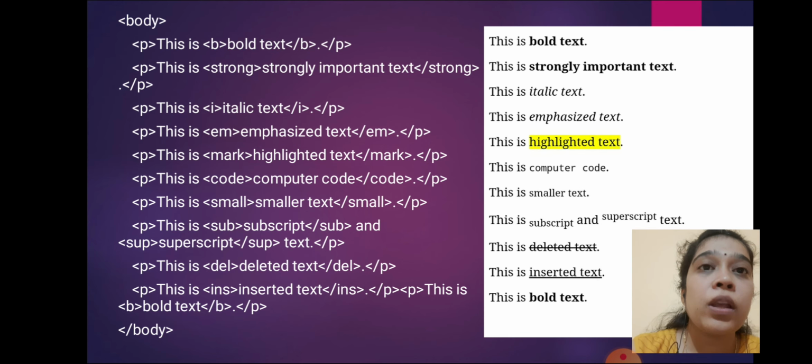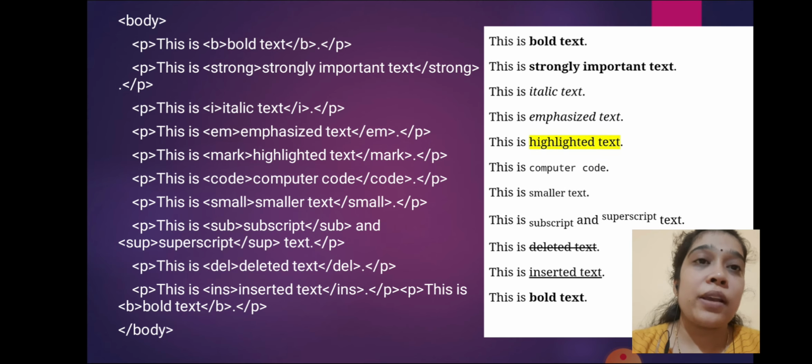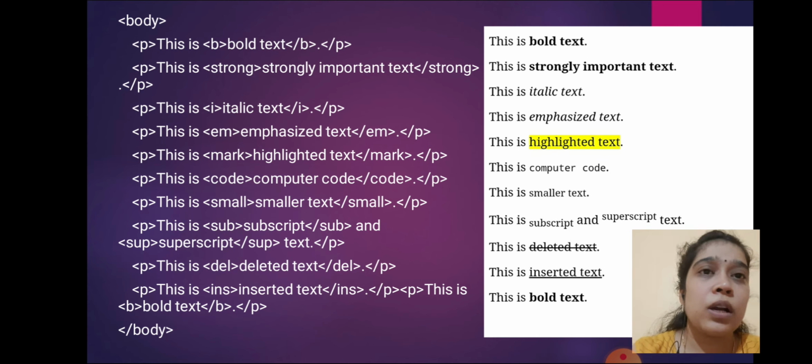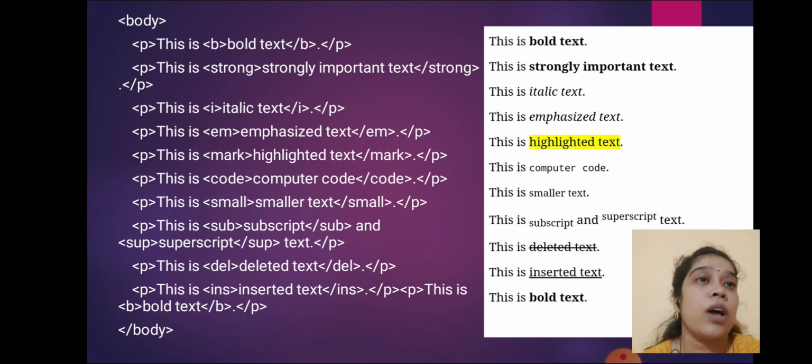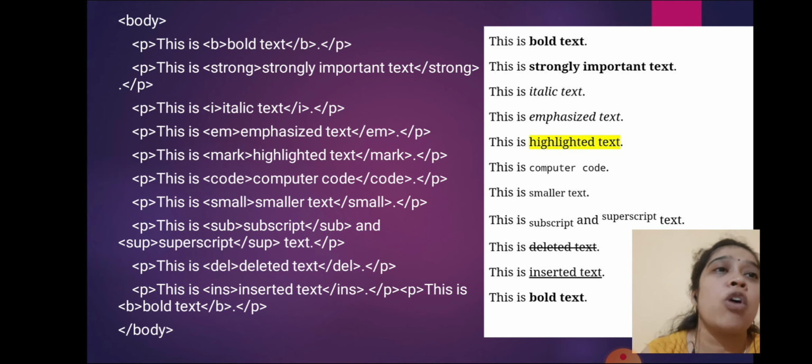Second is strong. Strong means if we want to show some text which is strongly important, then we can write it inside the strong tag. Strong also gives the effect of bold as well. Inside the strong tag we have written strongly important text, and that's why on the output you can see it in bold.